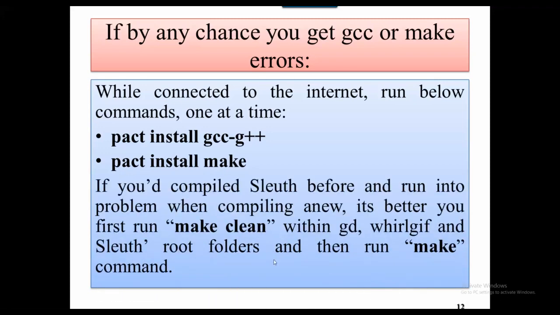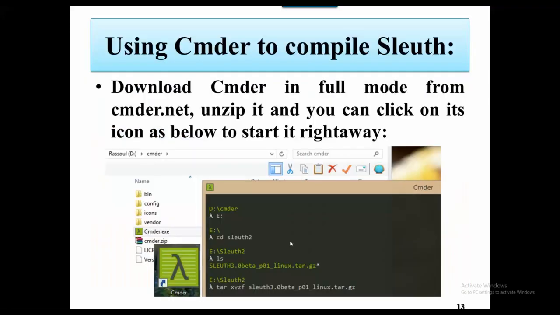If by any chance you had compiled Sleuth before and run into a problem when compiling anew, it's better for you to first run make clean inside gd, whirlgif and Sleuth root folders, and then run the make command.